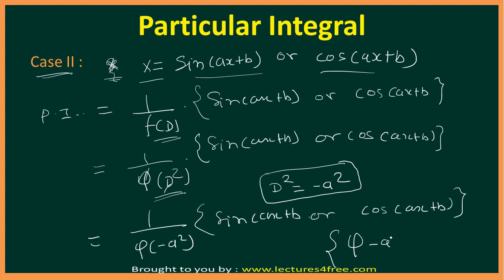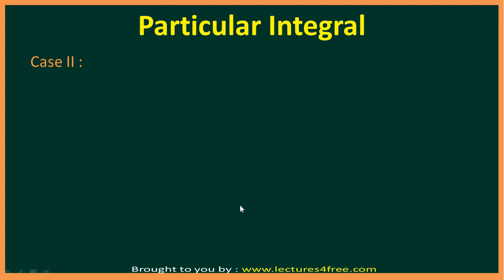ψ of minus a square should not be equal to 0. If it is 0, then we have to do as we have done earlier: differentiate that term. So you will get the particular integral like this.